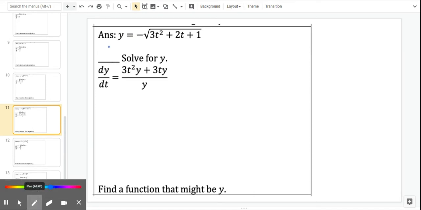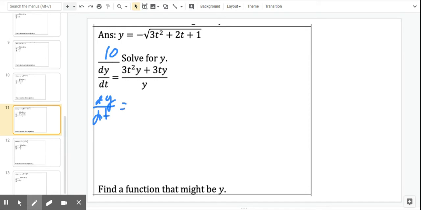And now we're on number 10. For this one, this looks a little complicated, but once you start trying to factor things out of it, it's not too crazy. So dy dt equals, first thing I'm going to do is factor a y out of the numerator because both of those terms have a y. And look at what happens. You can just get rid of those y's, and that actually makes life a lot easier.